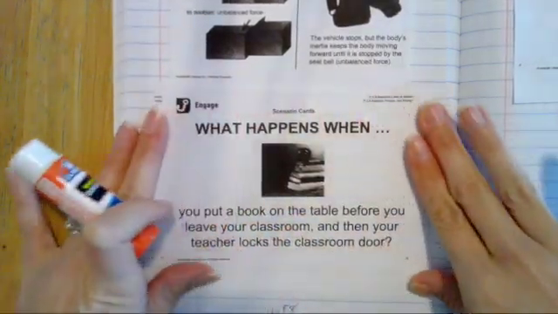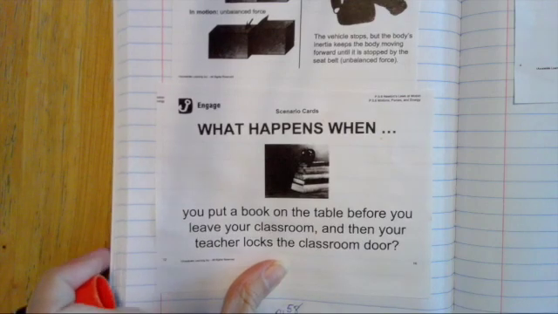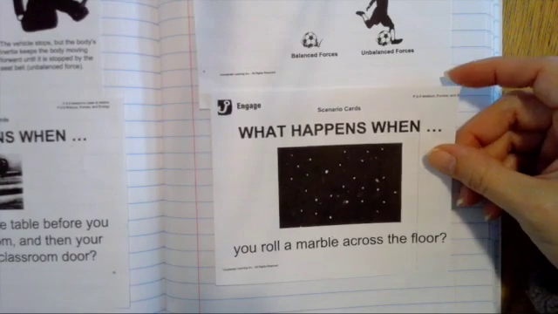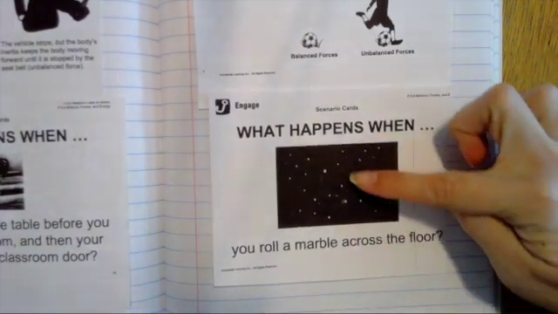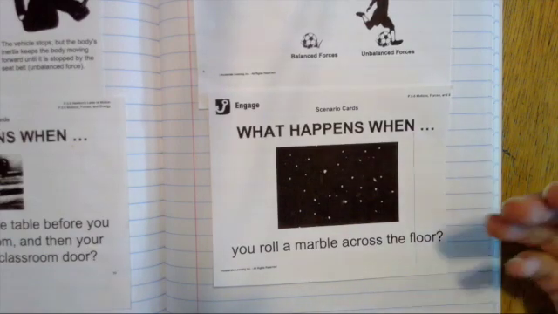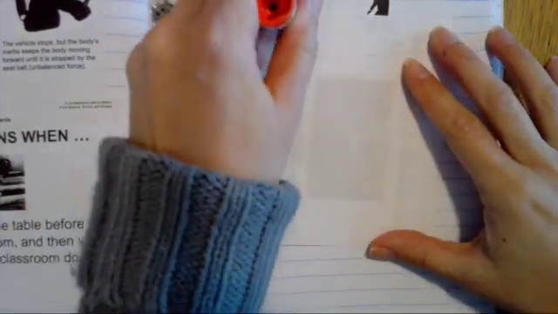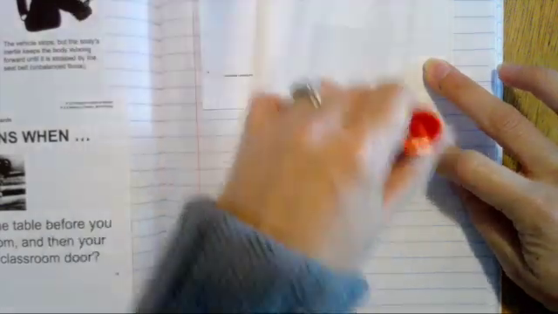Another scenario that was also the law of inertia was you roll a marble across the floor. That marble is going to continue to roll across the floor until an unbalanced force acts upon it. And the unbalanced force in that case would be the friction. So you need to find that scenario and make sure you glue it down on one of your inertia pages. I'm gluing it down on page 59.